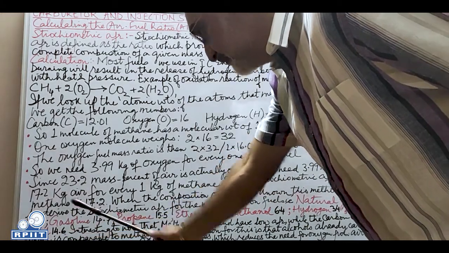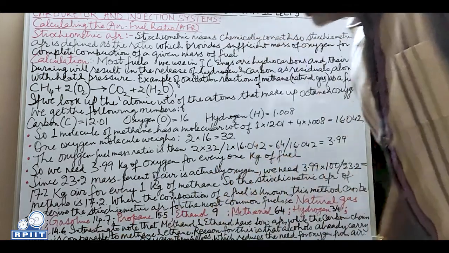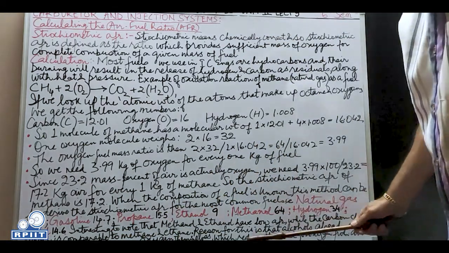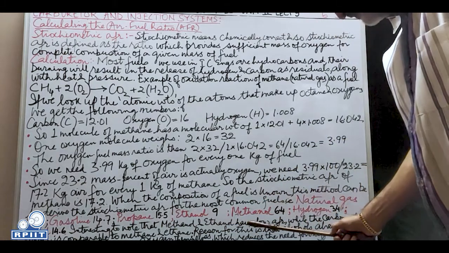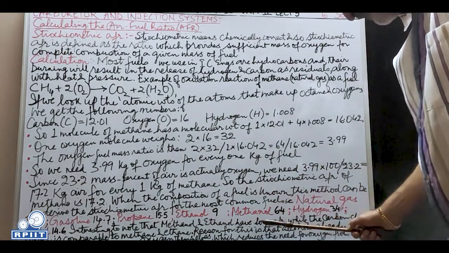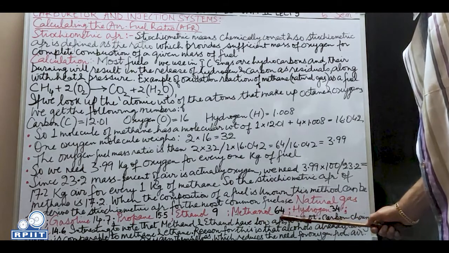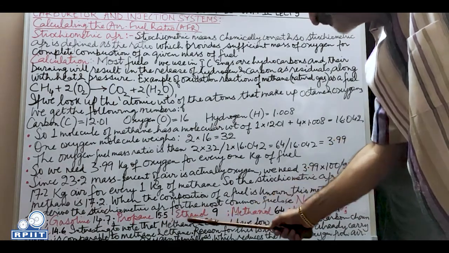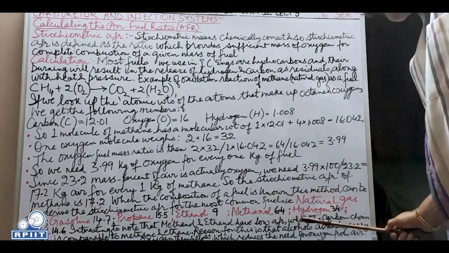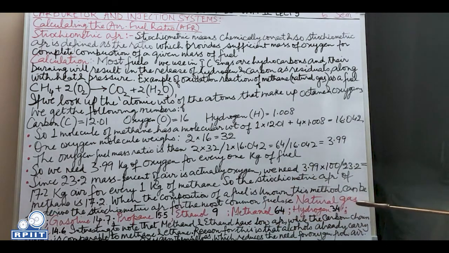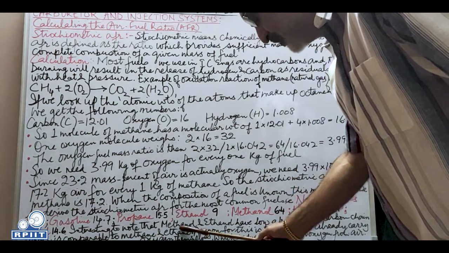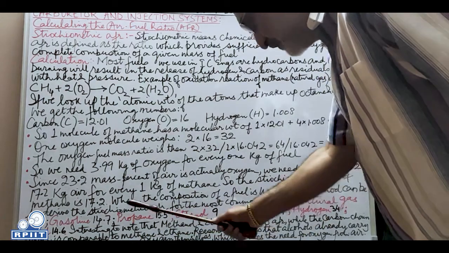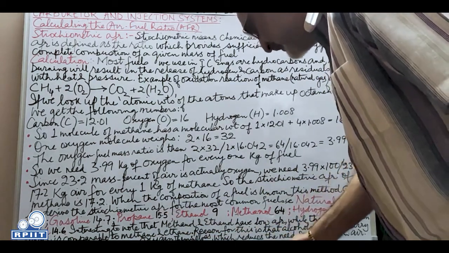Petrol is 14.7. Now, a very interesting point emerges here. It is interesting to note that methanol and ethanol, which are both alcohols, have low AFR, 9 and 6.4, while the carbon chain length is comparable to methane and ethane. The carbon chains are almost the same length.